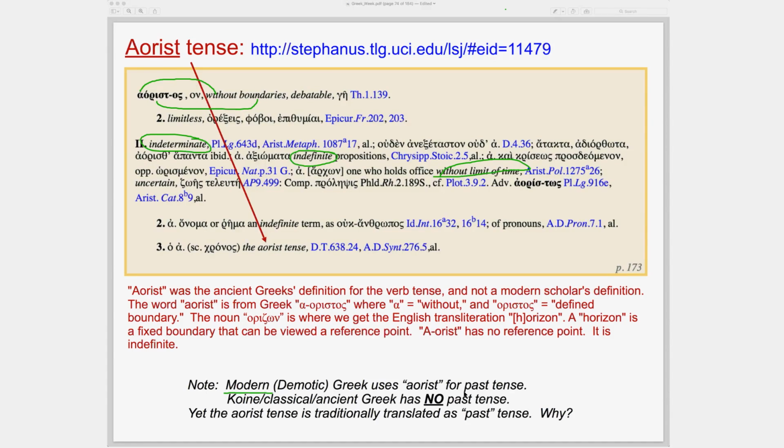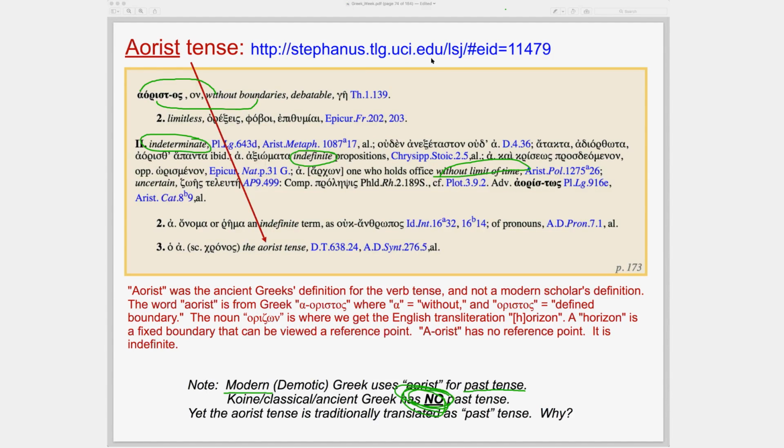Modern Greek, past tense, 2,000 years later. Koine, or classical or ancient, as I just showed, has no past tense. Yet the aorist tense is traditionally translated as past tense. Why? There are several reasons for that.